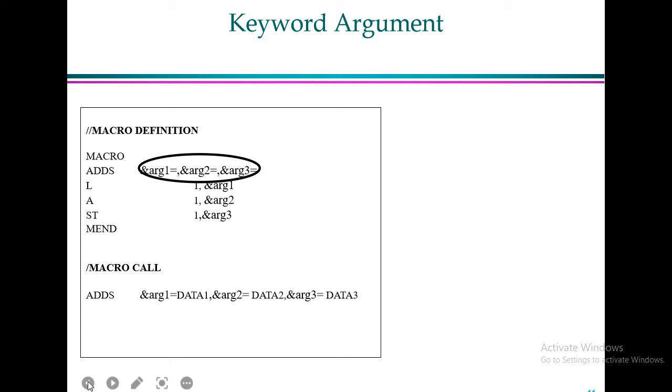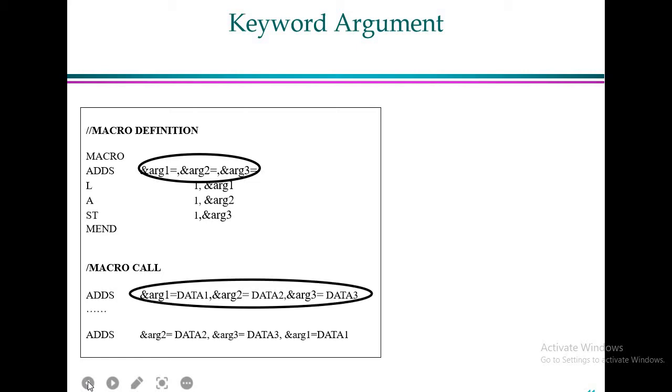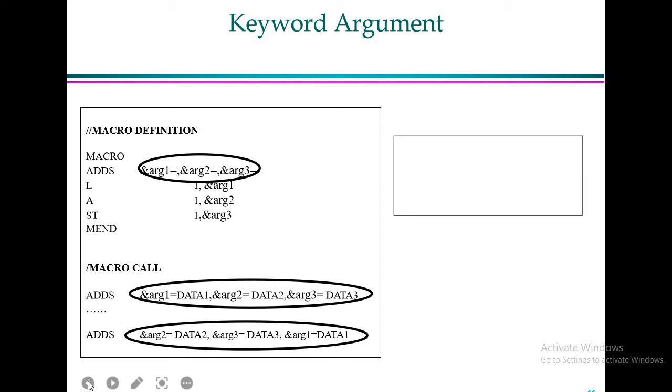So you can change the position of this actual argument. This is nothing but the keyword argument. Now see, firstly argument 2 is written. What is the value of argument 2? It is equal to data 2. So argument 2 is equal to data 2 is written. Argument 3 is equal to data 3, so we can say the position of the keyword you can change. They are not stuck with their position. This is nothing but the keyword argument.